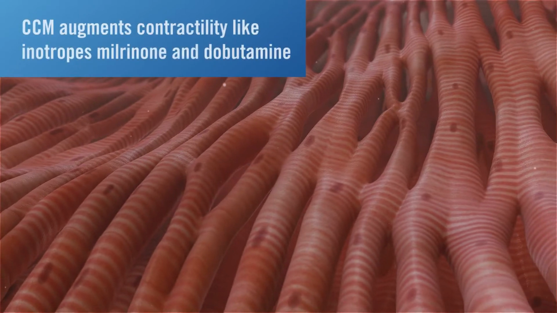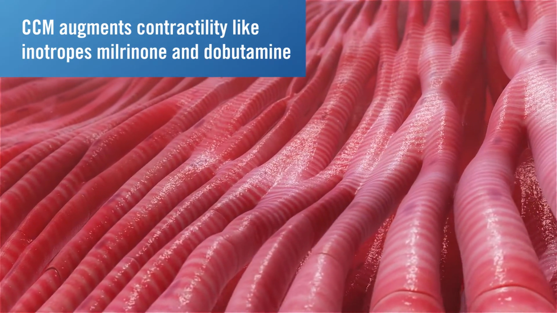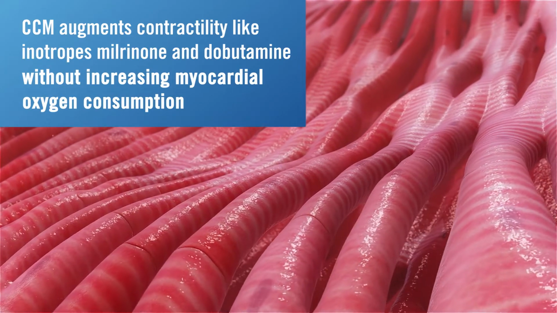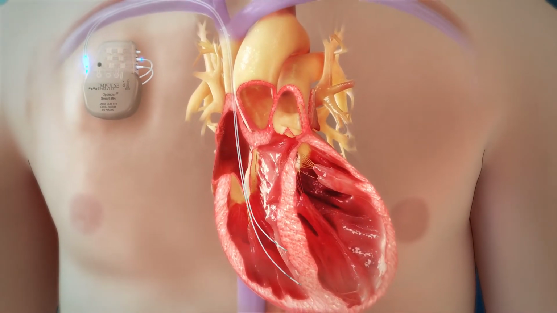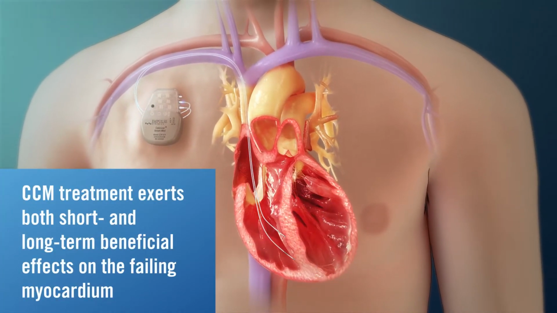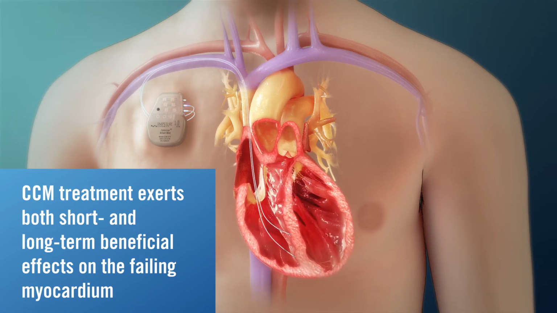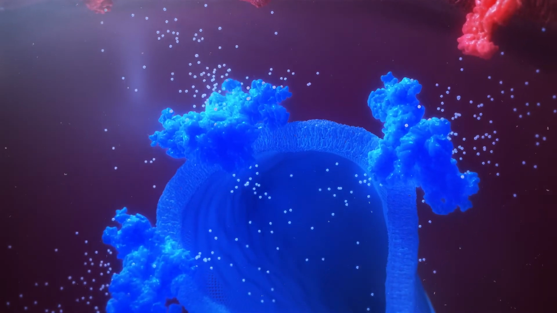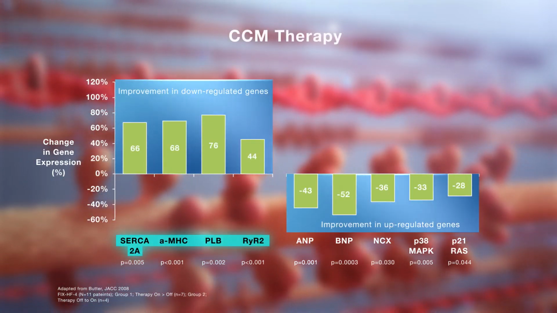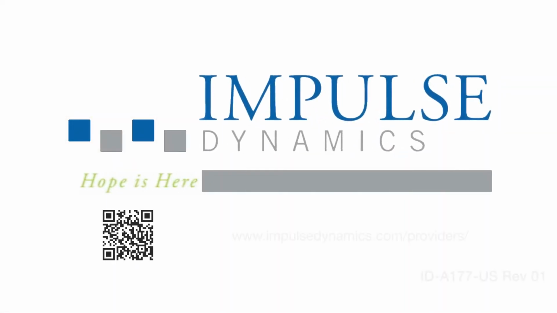Like the inotropes milrinone and dobutamine, CCM augments contractility. However, in stark contrast to these medications, CCM has been found to exert its effects without increasing global myocardial oxygen consumption. While certain aspects of the underlying mechanisms of action remain to be clarified, there is sufficient evidence to conclude that CCM treatment exerts both short and long-term beneficial effects on the failing myocardium by positively affecting calcium handling and halting or reversing maladaptive changes in myocardial gene expression, which can lead to reverse remodeling.